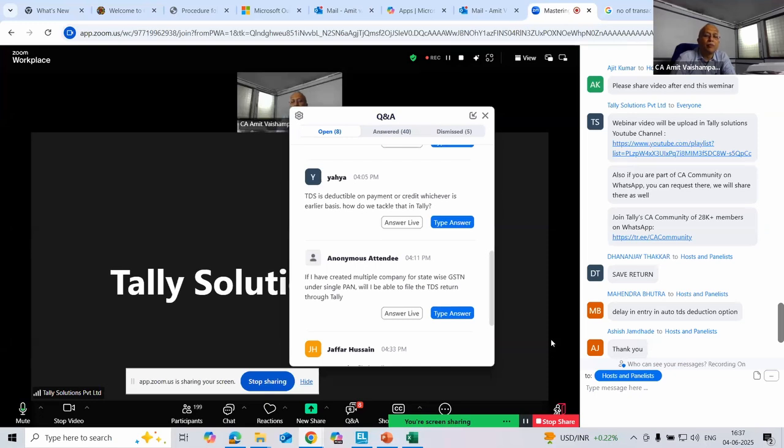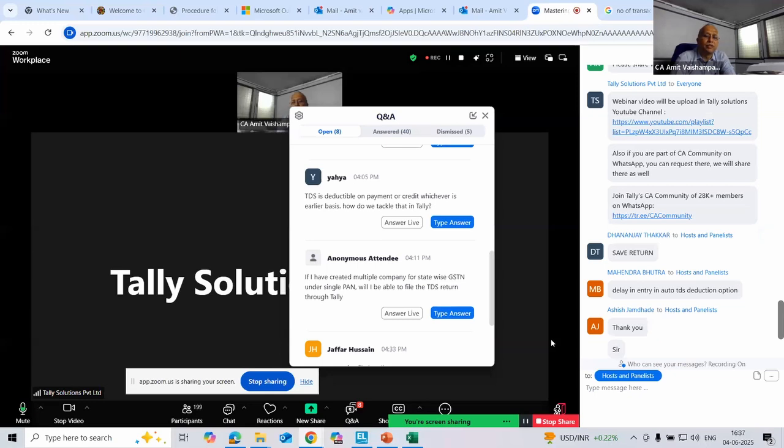I have created multiple companies for this. I think I answered this anonymous attendee: for statewide GSTN, you don't have to create separate databases. You can have one company. As for the other option, if you have separate databases for separate GSTNs, I need to check whether we can create a group company and generate a TDS return out of a group company.